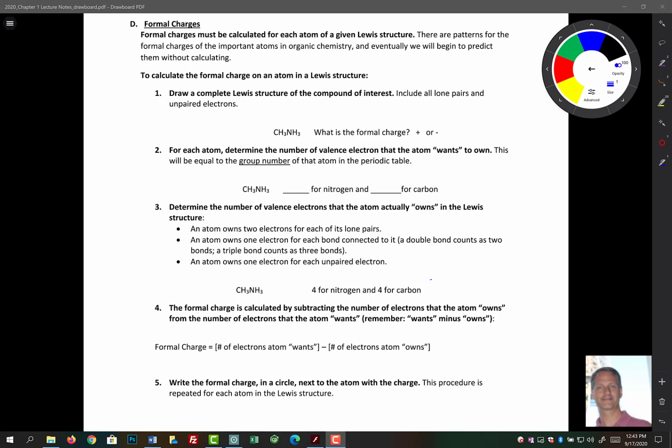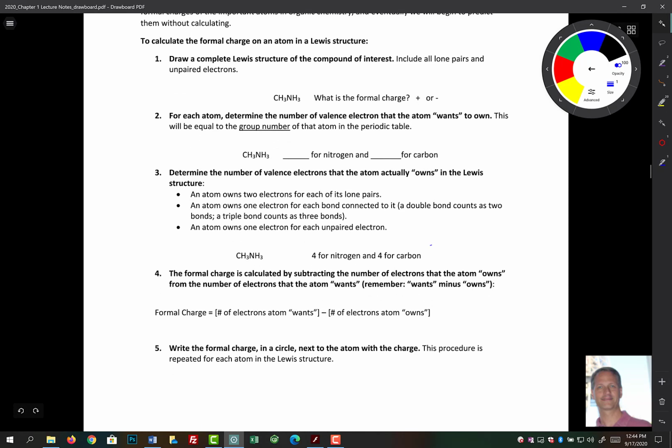Unlike perhaps general chemistry, we're going to be able to look at this pretty quickly and figure out what the formal charge is without actually having to do any calculations. That being said, let's go through a method that can help you learn that pattern. And if you get stuck, you can always calculate it on your own. So the first step is to draw your Lewis structure, including lone pairs and unpaired electrons.